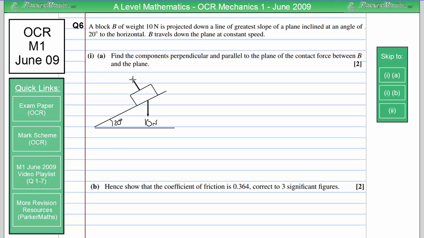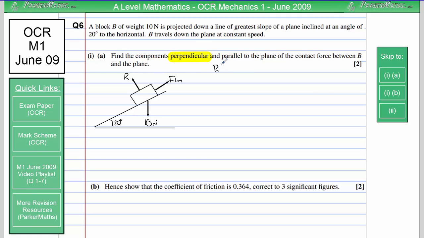We've got the normal contact force, which we'll call R, which is perpendicular to the slope. And we've also got a frictional force stopping it going down the slope. Now because we know the block is moving, we can call that limiting friction. And that is all the forces acting on the block. We'll begin by finding the component perpendicular to the slope.